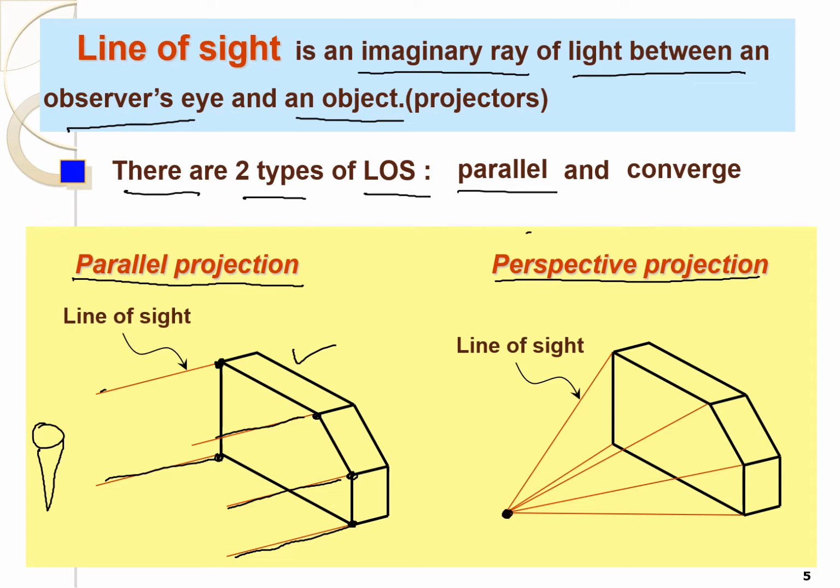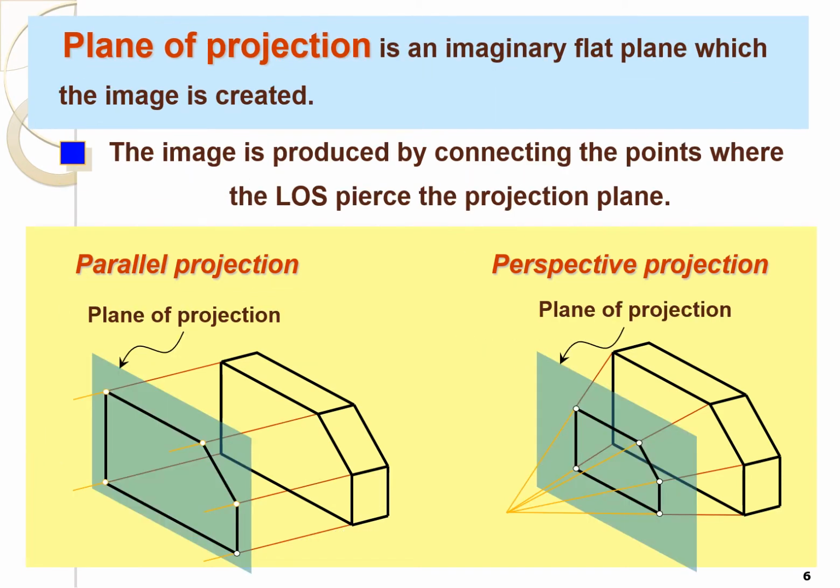This perspective projection is what is used by the sight center in our brain. What we see in our daily life is basically the perspective projection of the objects inside our brain. So in parallel projection the lines of sight are parallel to each other, and in perspective projection the lines of sight converge at a point. Let's see what the difference between these two will be.